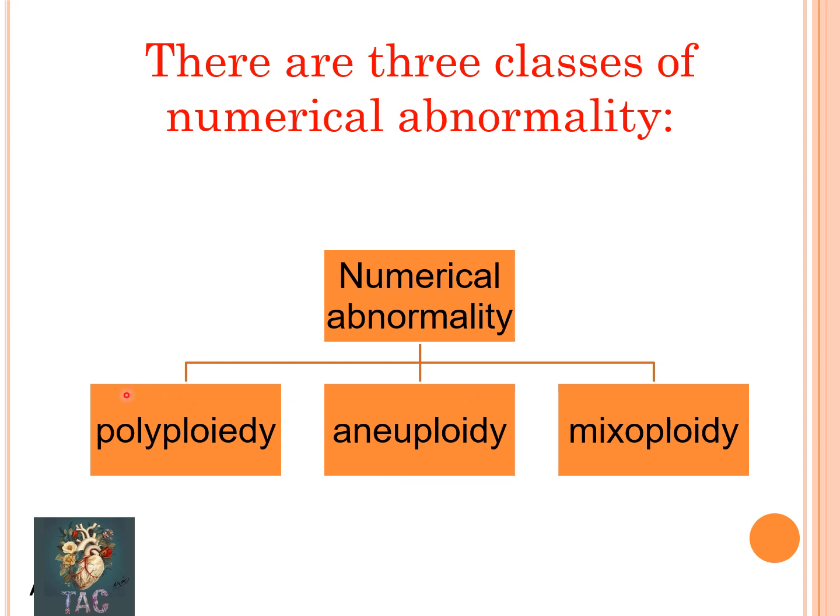So polyploidy can be diploidy, which is normal, triploidy, tetraploidy, or pentaploidy. Aneuploidy is any deviation from the euploid number: either an increase in the number of chromosomes or a decrease in the number of chromosomes. And mixoploidy is a mixed pattern. We will discuss all of these one by one.